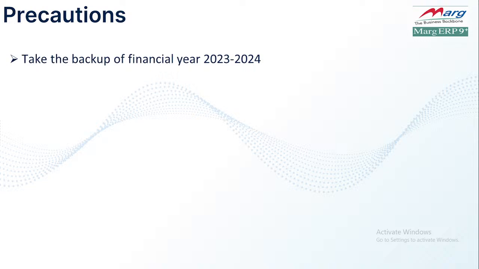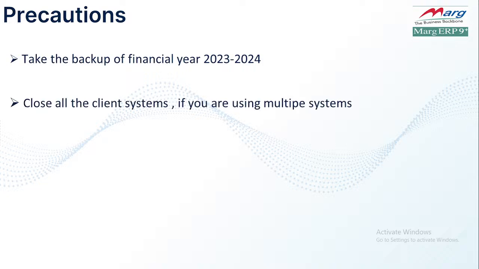Number one, you have to take the backup of financial year 23-24. Then, if you're working on multiple systems, you need to close all the client systems and you have to close the server exe. So these are the precautions you have to keep in mind.